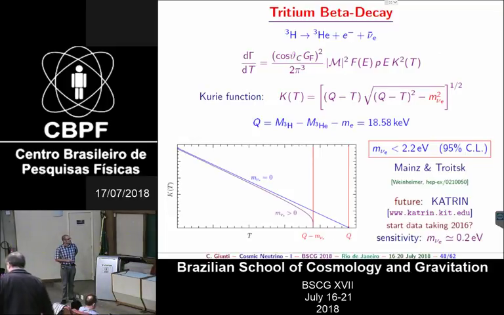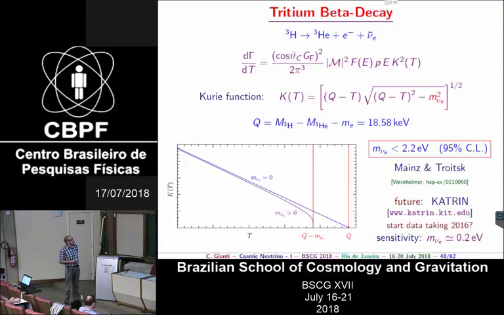So the experiments are just trying to look at this endpoint of the spectrum and find some difference between a curve which goes like this or a curve which goes like this in order to measure the neutrino mass. It seems a very easy thing to do, but it is very difficult, and the problem is that this is the endpoint of the spectrum.